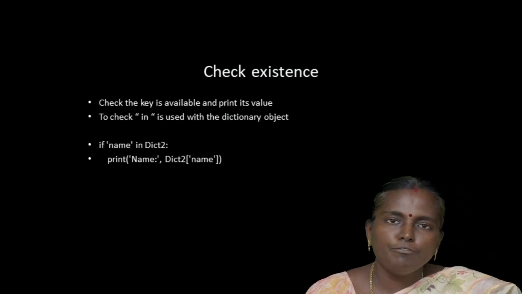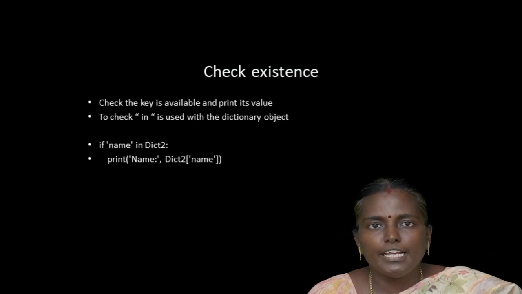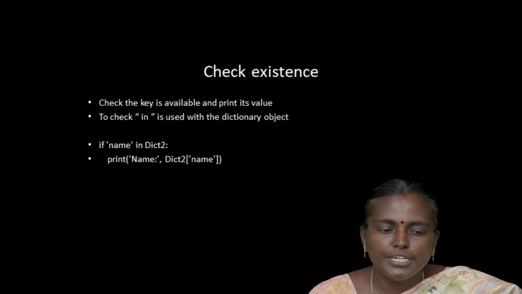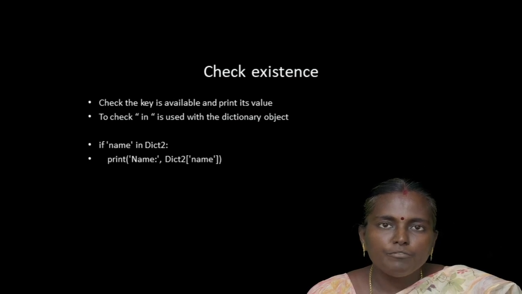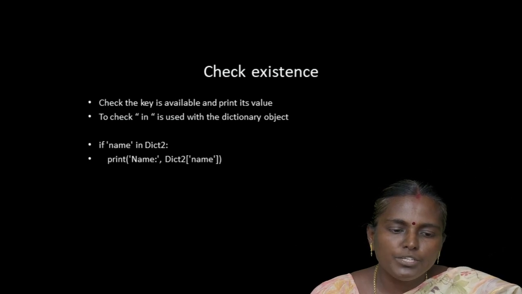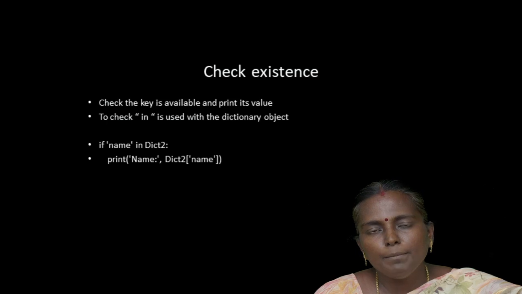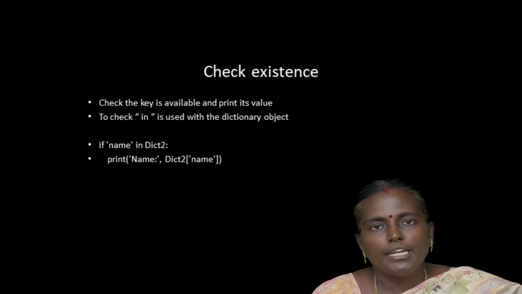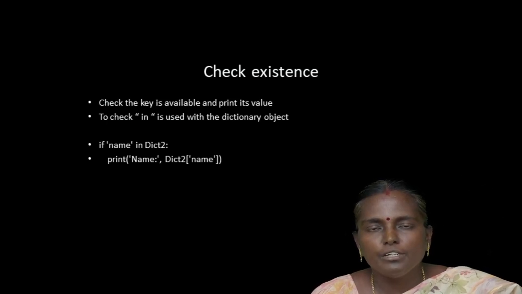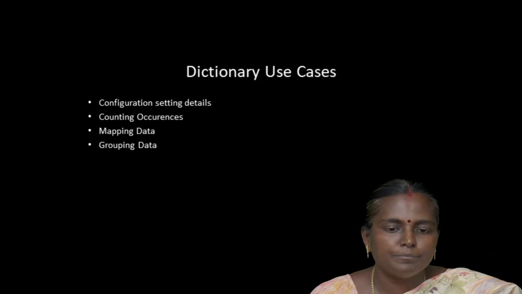Okay, then can I check whether any key is present in my dictionary? This is also easy in Python using the in keyword. Here I have used an if statement to check whether a particular key is present in my dictionary. I am going to check whether the name key is present in dict2. So if name in dict2, then the name exists. The in keyword will help you to easily identify the existence of a particular key in a dictionary.